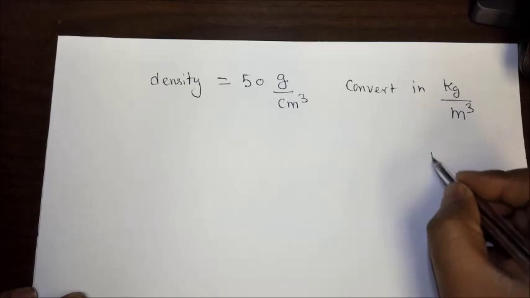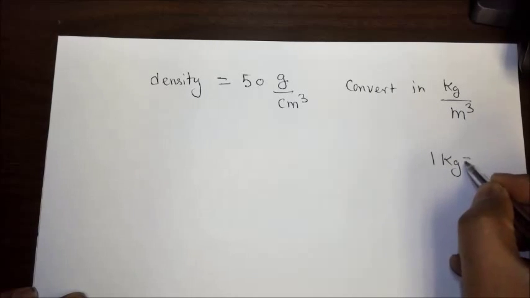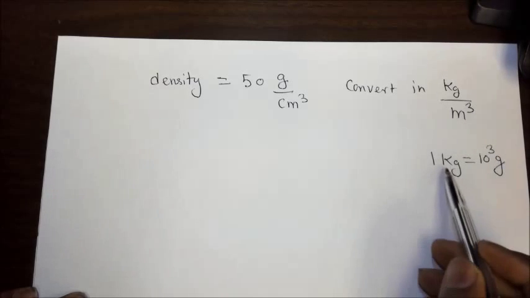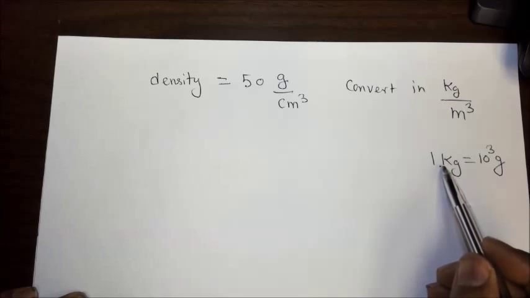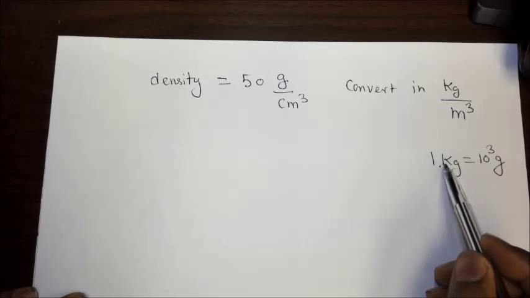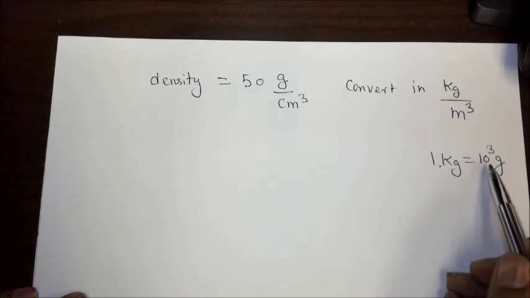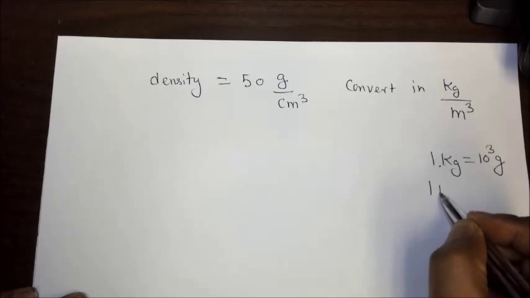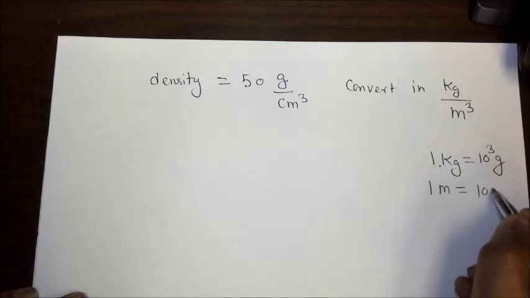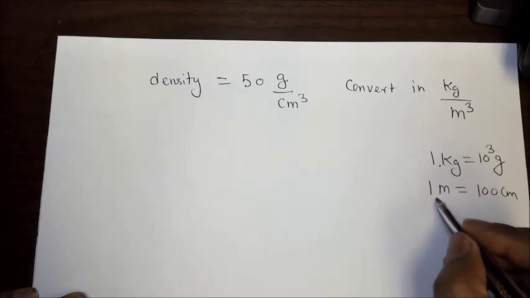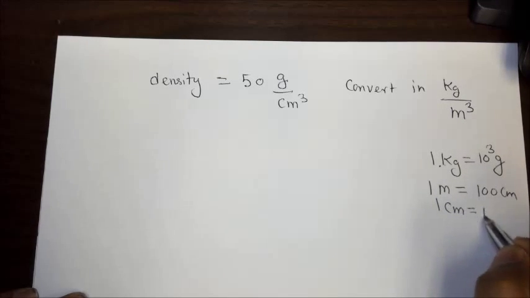We know that 1 kilogram equals 10 to the power 3 gram. K is kilo, and you might have learned in prefixes that K is for 1000 or 10 to the power 3. And 1 meter is 100 centimeter. One can also write 1 centimeter is 10 to the power minus 2 meter. Both are equally good.